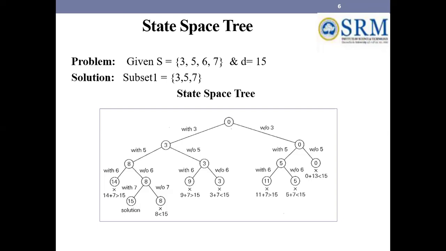So the only path is 3, 5, 7. See the path from 0 to 15 with 3, with 5, without 6, with 7. So the without edge should be removed, and we take only 3, 5, 7. That is the final result.